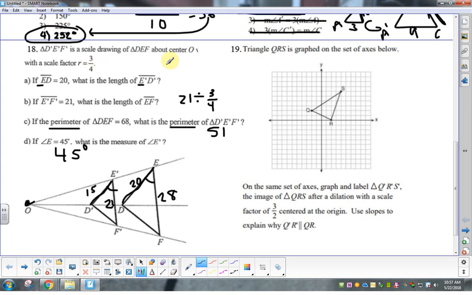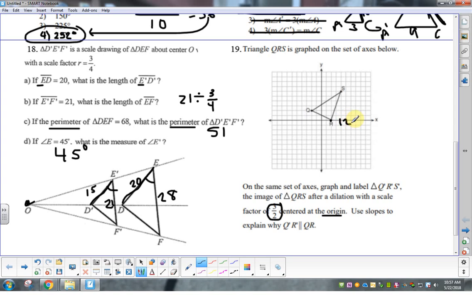Okay? On the same set of axes, graph and label triangle Q prime, R prime, S prime, after a dilation with scale factor of 3/2 centered at the origin. Use slopes to explain why they're parallel. Okay, again, don't get freaked out by this 3/2 thing. You guys know what you're doing. If all else fails, if you're not comfortable with just going 3/2, just find your points.